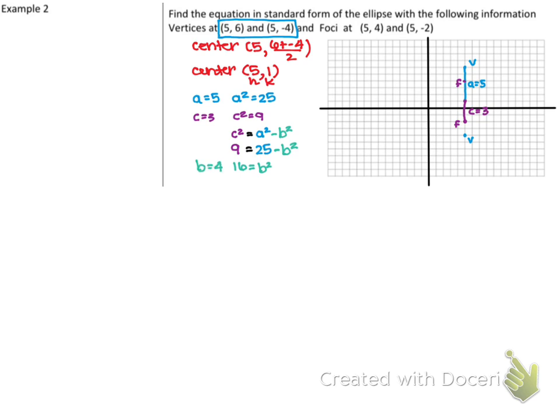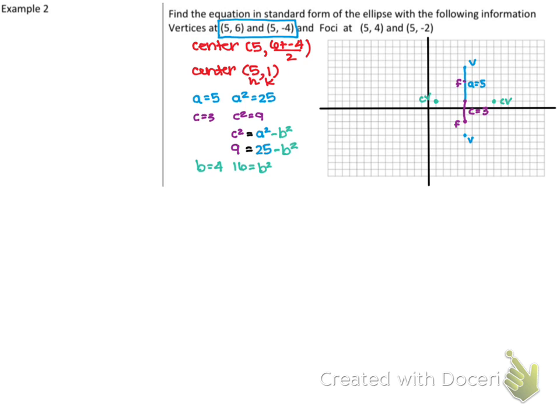All right, so we can put that on the graph. So b is equal to 4. So from the center, 1, 2, 3, 4. Let's get rid of that extra dot. And then 1, 2, 3, 4. Okay, so that's a co-vertex. That's a co-vertex. I think we're ready.